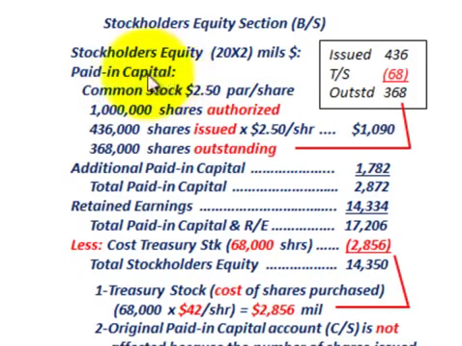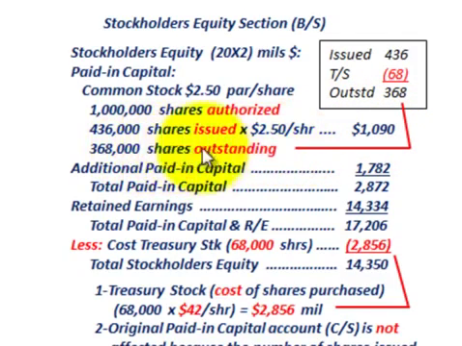So we take our paid-in capital, that would be the common stock. We would list the $2.50 par per share amount, and then we would list the number of shares that are authorized, the number of shares that are issued, and the number of shares that are outstanding. This is where our paid-in capital account for the par value is again based on the number of shares issued, not the authorized or the outstanding. So in this case, we had 436,000 shares issued in common stock times the $2.50 per share par value, a total amount of $1,090,000 of common stock par value.